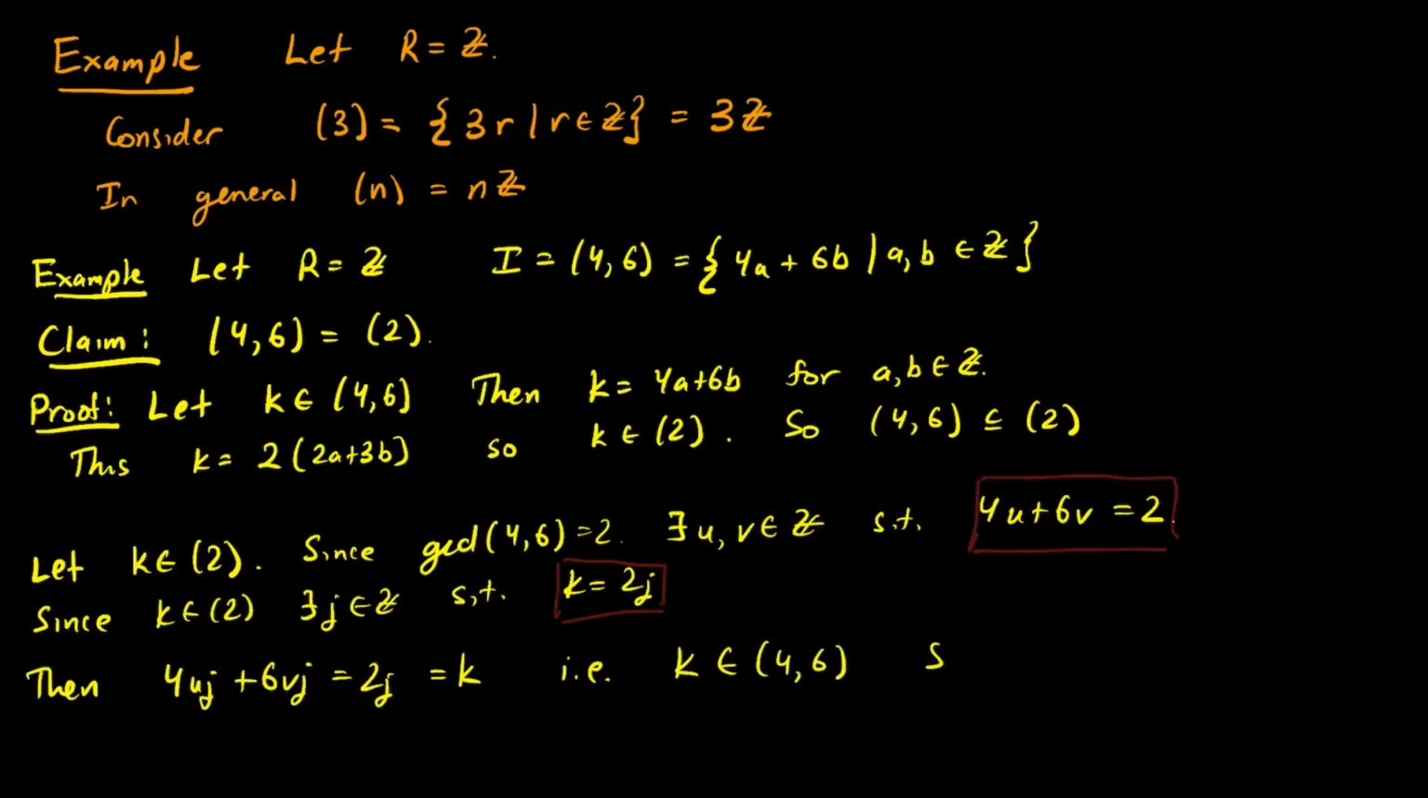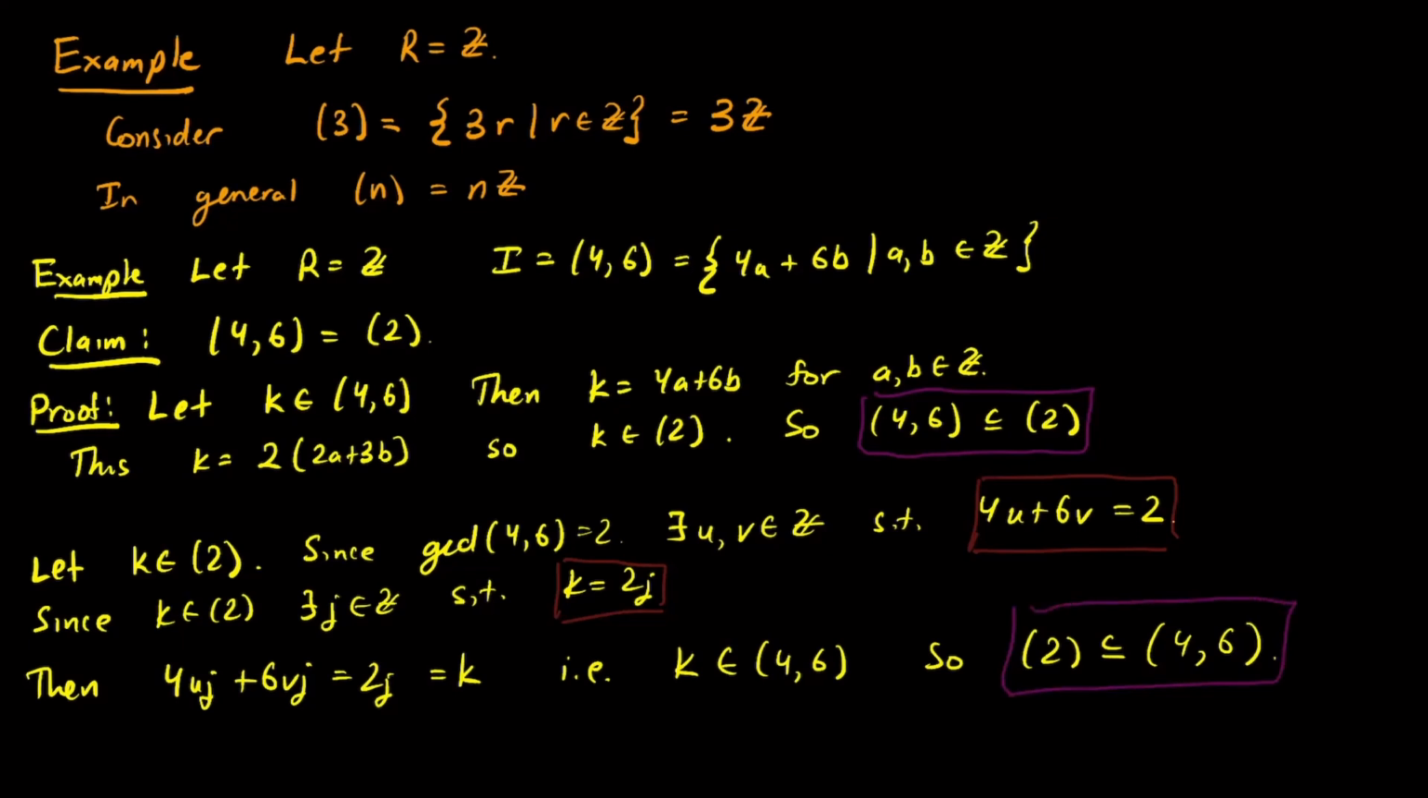So the ideal generated by 2 is a subset of the ideal generated by 4 and 6. Now I've proved that the subset inclusion goes both ways. I've shown that the ideal generated by 4 and 6 is a subset of the ideal generated by 2, and the ideal generated by 2 is a subset of the ideal generated by 4 and 6. So what can I conclude? I can conclude that the ideal generated by 4 and 6 is actually equal to the ideal generated by 2.